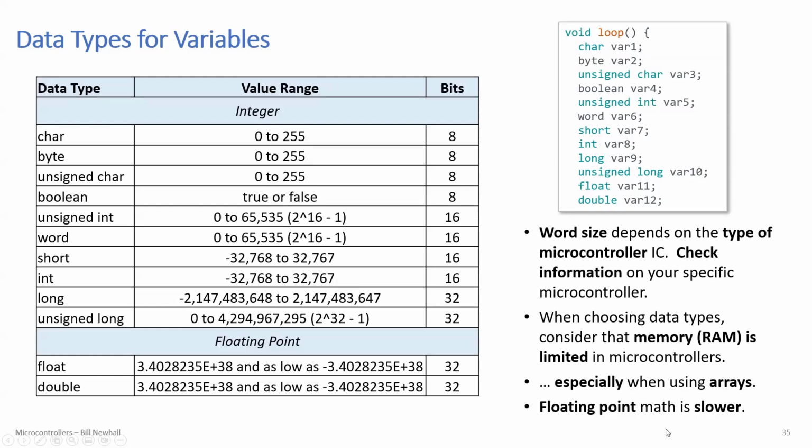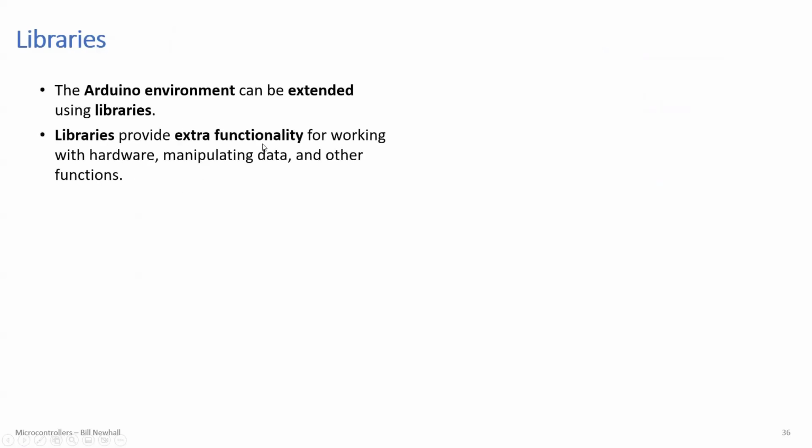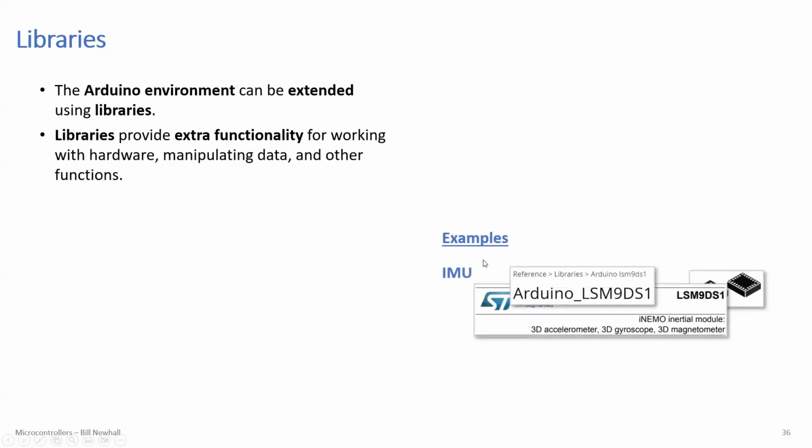All right. Let's talk about some of the code that you can leverage in libraries. The Arduino environment can be extended using libraries. They provide extra functionality for working with hardware, for manipulating data stored in memory, and other functions. Some examples: you can connect to an inertial measurement unit, a 3D accelerometer, a gyroscope, or a magnetometer to sense the Earth's magnetic field. If you want to make a compass, there are libraries that support this. Here's a library that supports that.